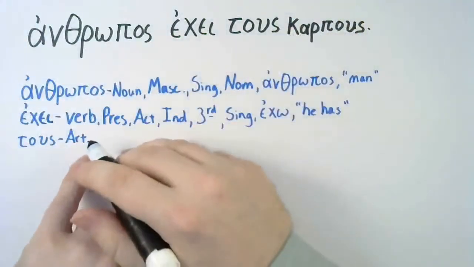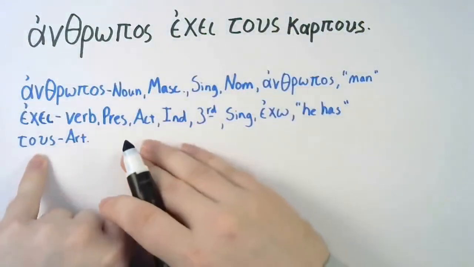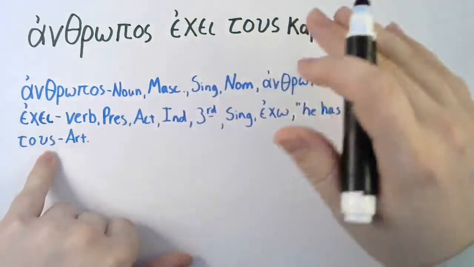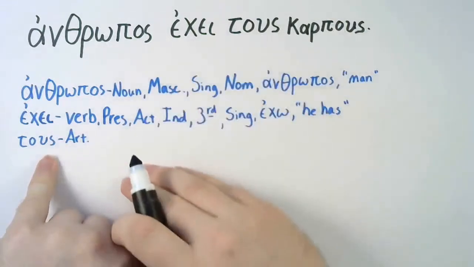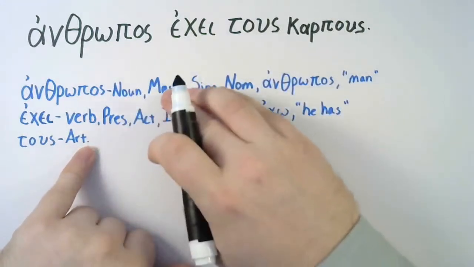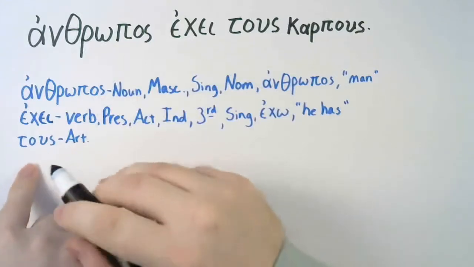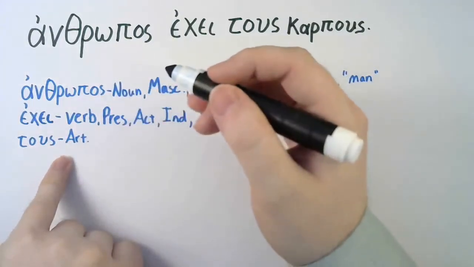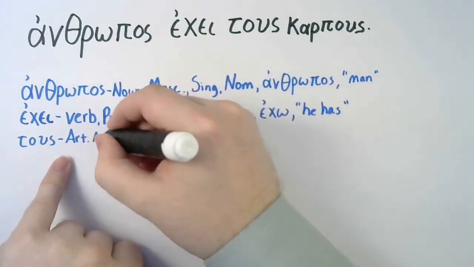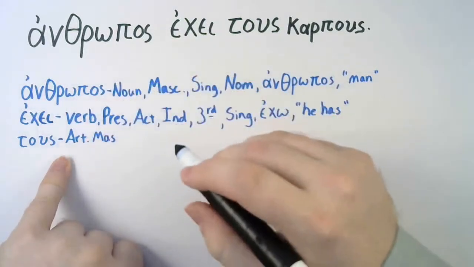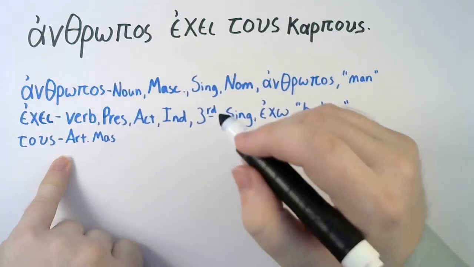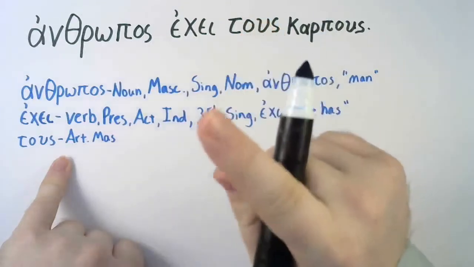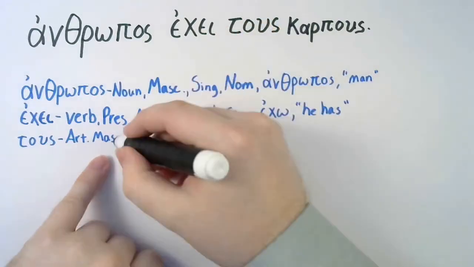Alright. Article, and you're going to parse this definite article just like you do a verb. So you have its part of speech, now you're going to want its gender. Tous, what's the gender of tous? Very good, masculine. It could also be neuter, but it's going to be masculine. Well, hold on to that thought. I'll show you why it's masculine here in a little bit. Masculine.